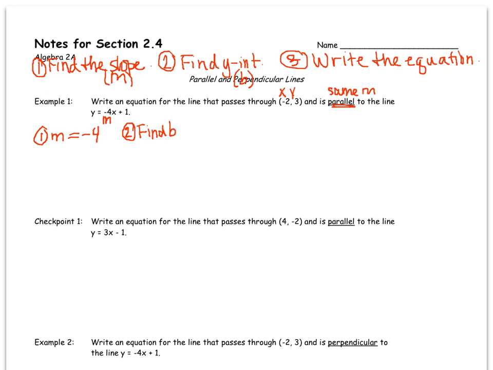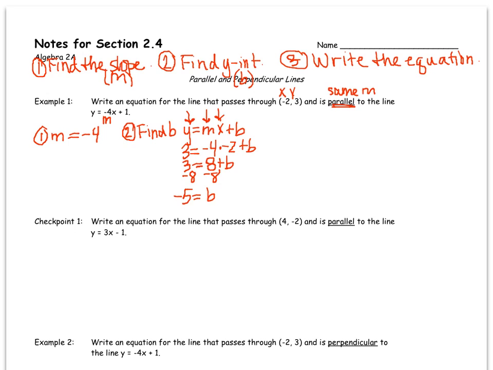The second step is find b, and to do that we substitute into y equals mx plus b. We've got a y, we've got an m, and we've got an x, and we're going to substitute those all into here and leave b alone. So y is 3, m is -4, times x from up above is -2 plus b. And just simplify now to find b. So solve for b. So 3 equals -2 times -4 is positive 8 plus b. Subtract 8 from both sides. And b equals -5.